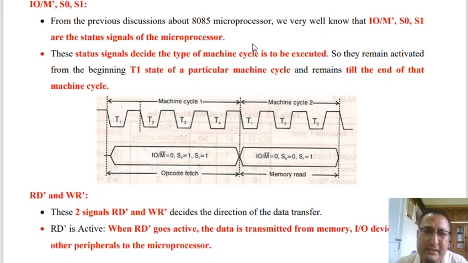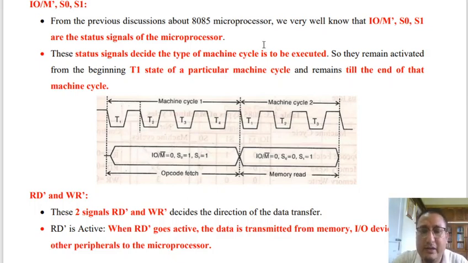Now, the status signal decides the type of machine cycle to be executed. What kind of machine cycle you're executing is decided by the status signal. That's why the status signal remains activated from the T1 state of the particular machine cycle until the end of the machine cycle, because IO/M bar, S0 and S1 dictate the type of machine cycle to be executed. So this is very important for you to remember.